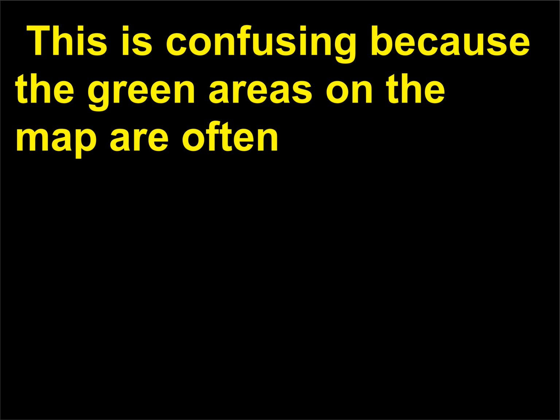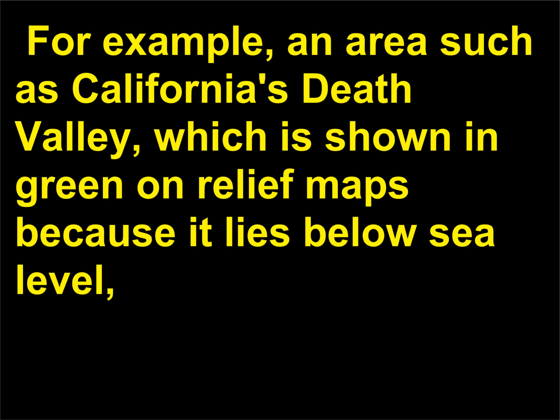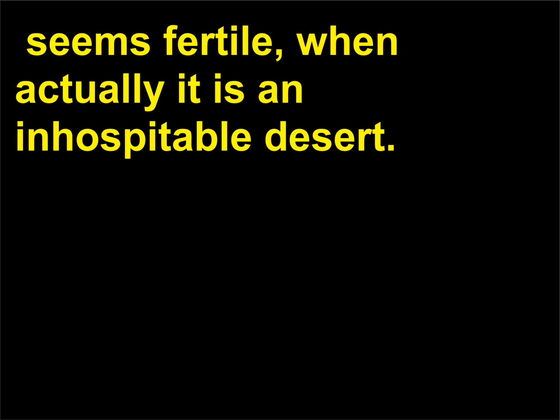This is confusing because the green areas on the map are often misconstrued as fertile land while brown areas are mistaken for deserts. For example, an area such as California's Death Valley, which is shown in green on relief maps because it lies below sea level, seems fertile, when actually it is an inhospitable desert.